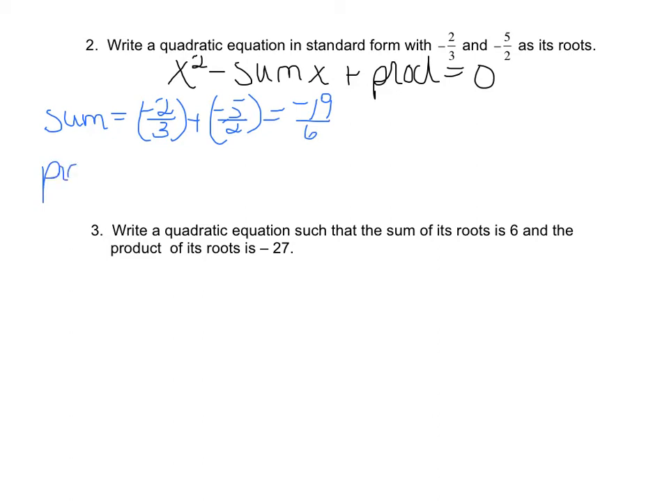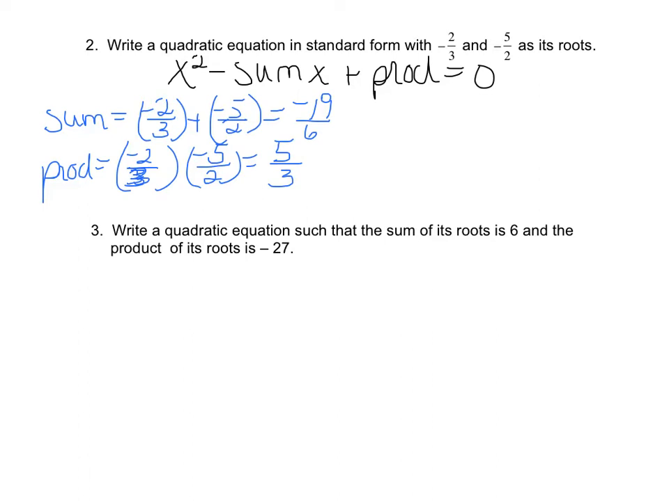Product would be negative 2/3. Let's make that a nicer 3. Times negative 5/2. And that'll give you a positive 5/3. If you were doing it by hand, it would give you a positive 10/6, which reduces to 5/3. Okay, so now we're going to substitute it in.